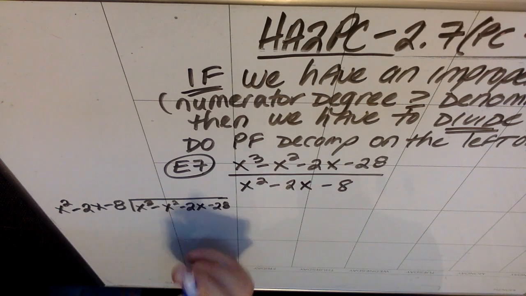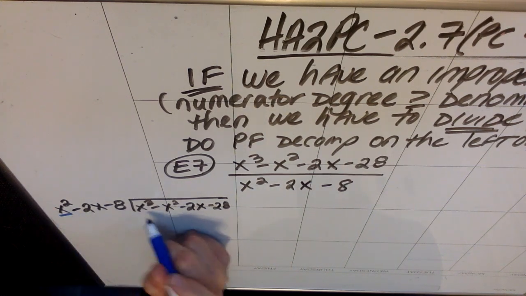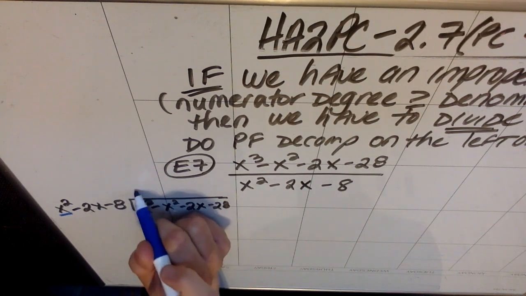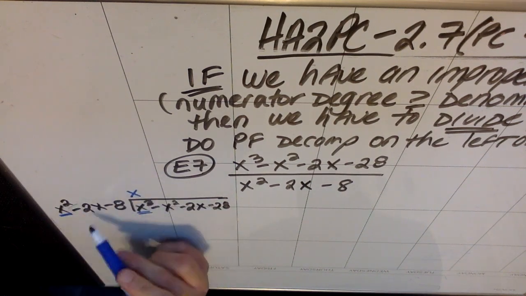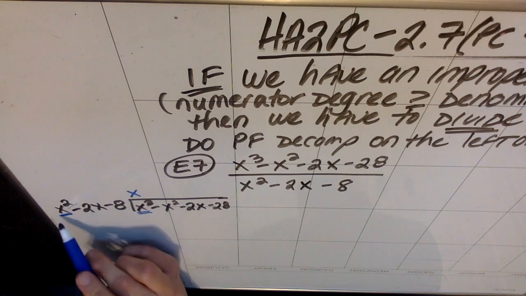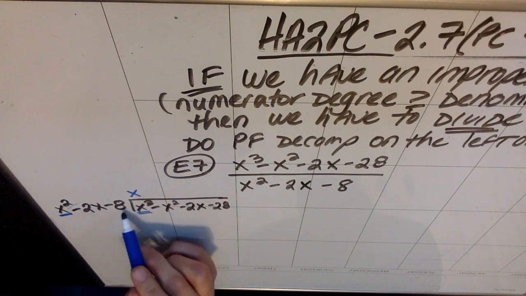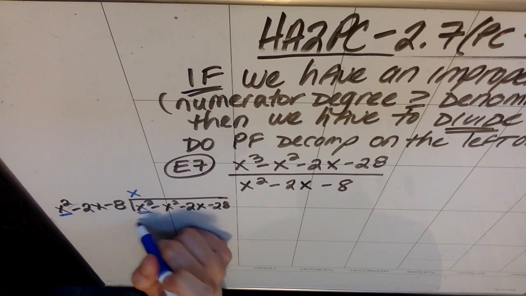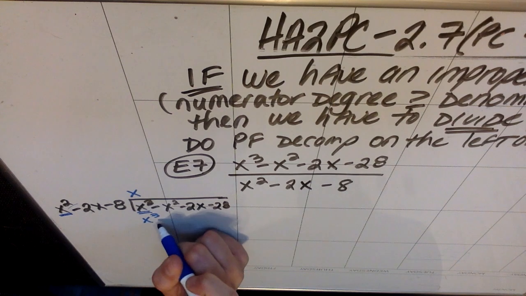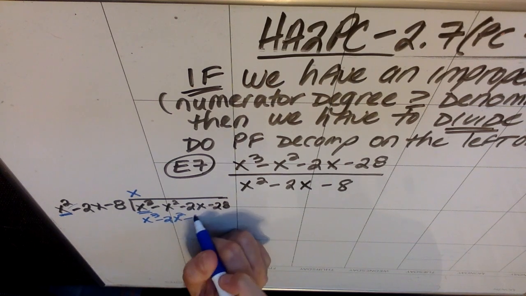Okay, so I'm going to do long division here, right? I'm trying to figure out what I have to do to x squared to get an x cubed, and that is multiply it by x. I then distribute the x to everybody else in the car, right? This is the driver, and whatever the driver does, everybody else has to do it too. So I end up getting an x cubed minus a 2x squared minus an 8x, right?